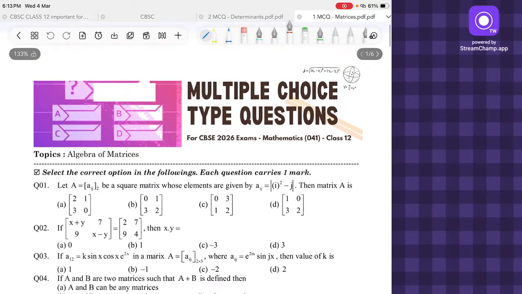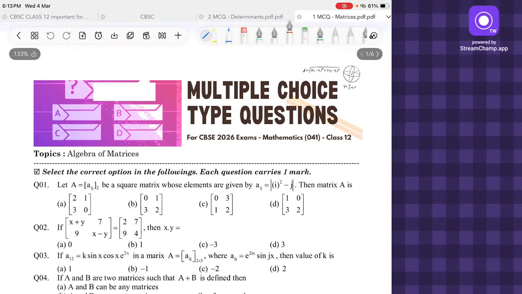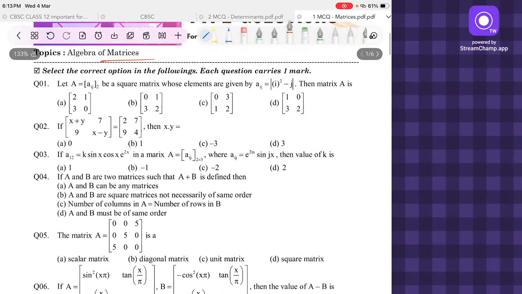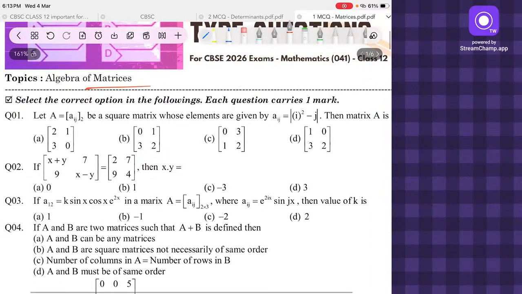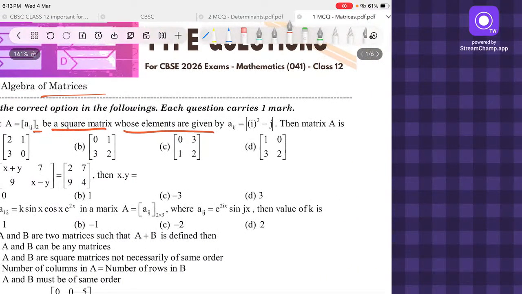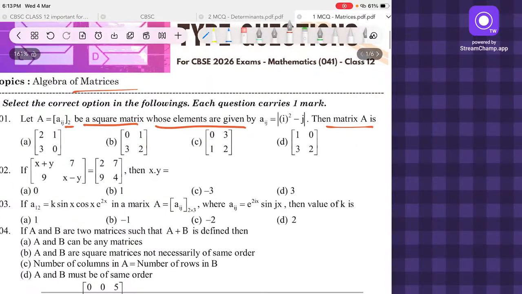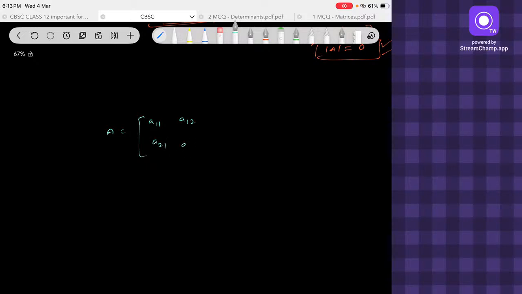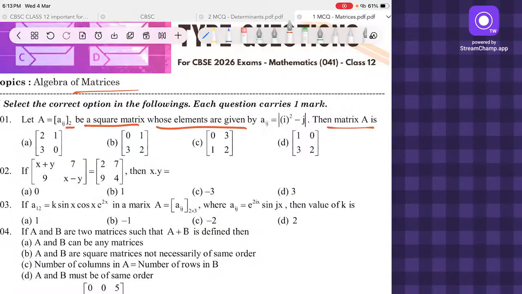These are some important multiple choice questions. First we will discuss matrices questions. The first question is: let A be a 2 by 2 square matrix whose elements are given by the condition. What is the matrix A? First you should consider a general 2 by 2 matrix: a11, a12, a21, a22.